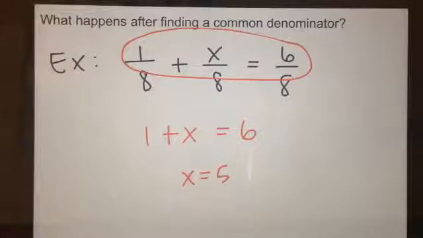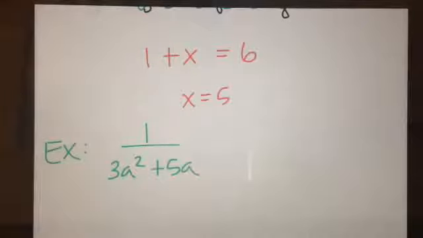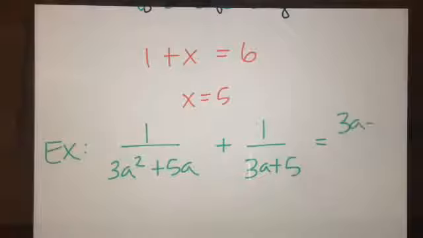We're actually going to use that same method when we solve our problems. We're first going to find a common denominator, and then basically to solve the equation, you can ditch the denominators and just make an equation out of the numerators. So what we're going to do is an example, and you can go ahead and write 1 over 3a squared plus 5a plus 1 over 3a plus 5 equals 3a minus 18 over 3a squared plus 5a.